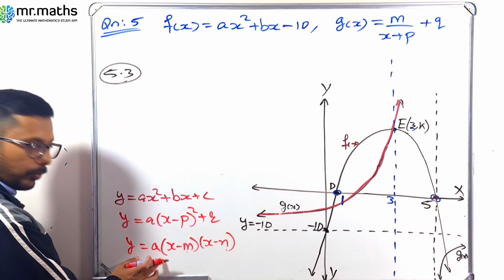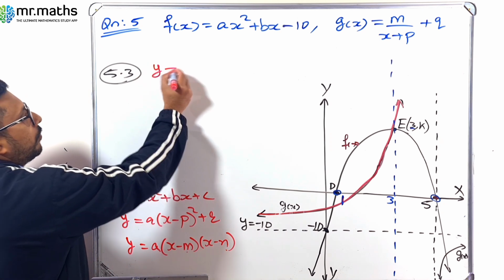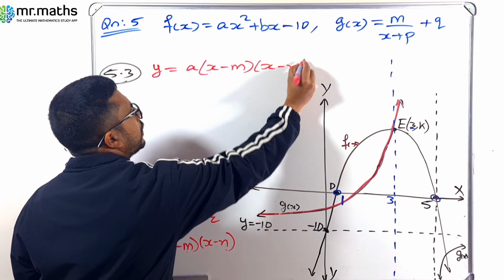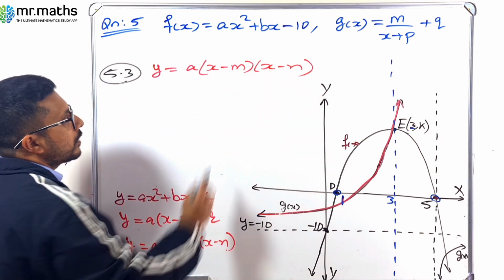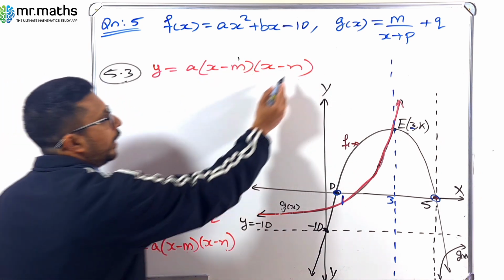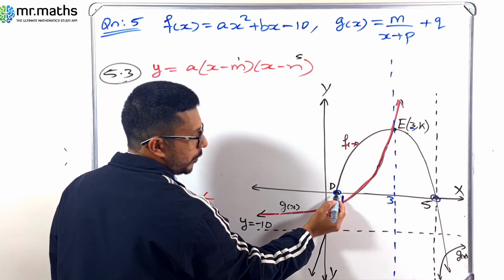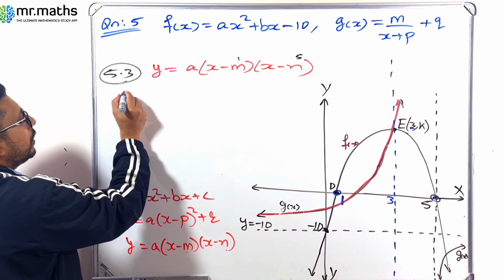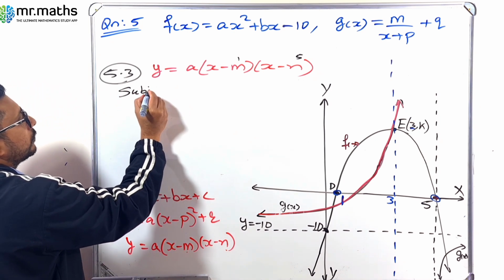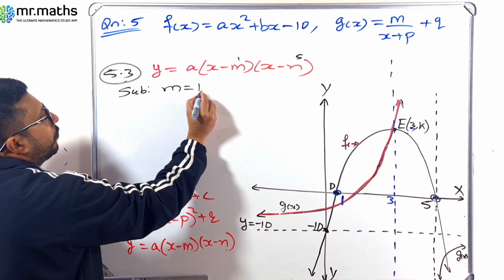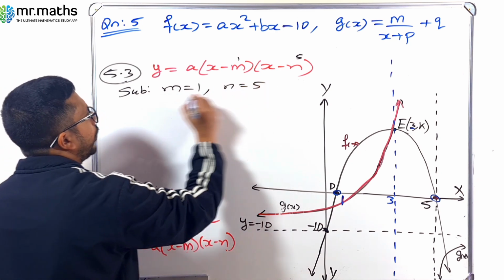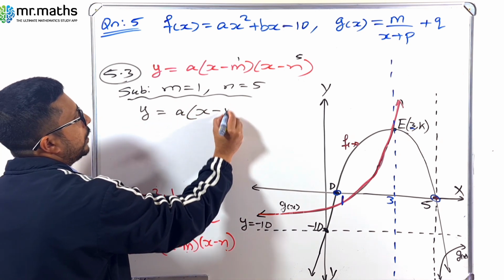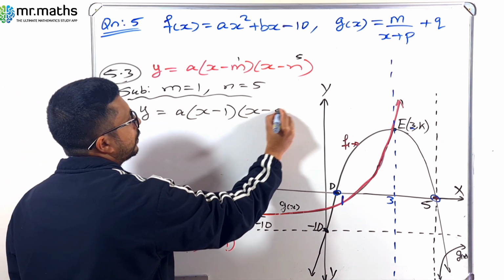So let's use this formula. Okay, so let me write that formula. y is equal to a into x minus m into x minus n. I can substitute the value of m as 1 and n as 5 because the x-intercepts we got, the coordinate of D, is 1. Okay, so substitute m is equal to 1 and n is equal to 5. Therefore y is equal to a into x minus 1 into x minus 5.